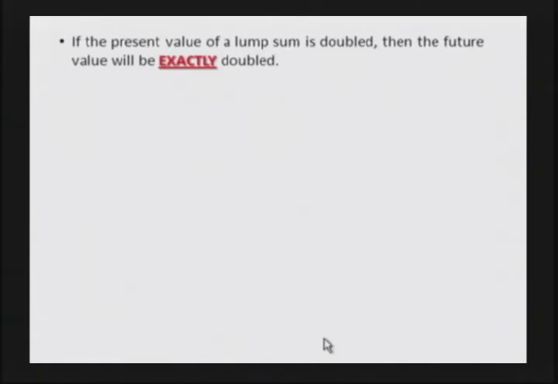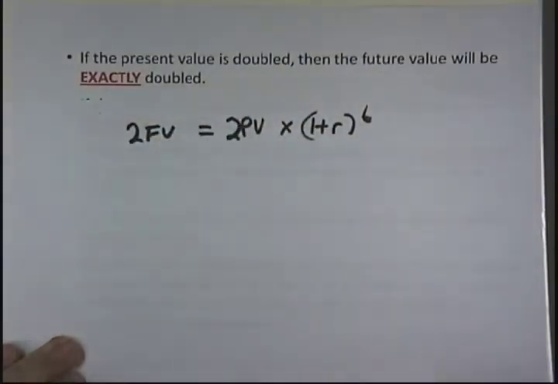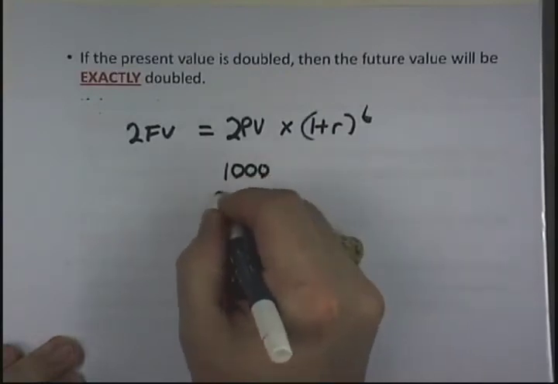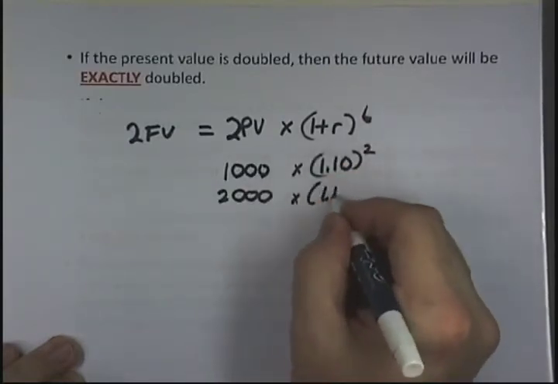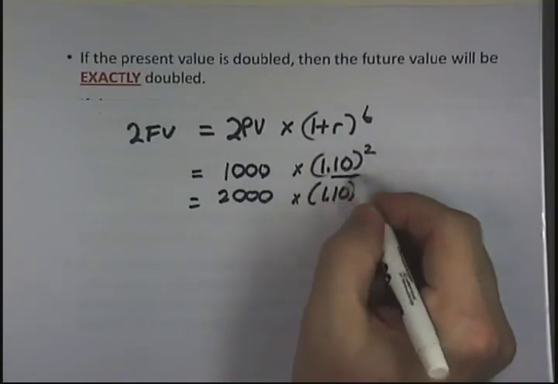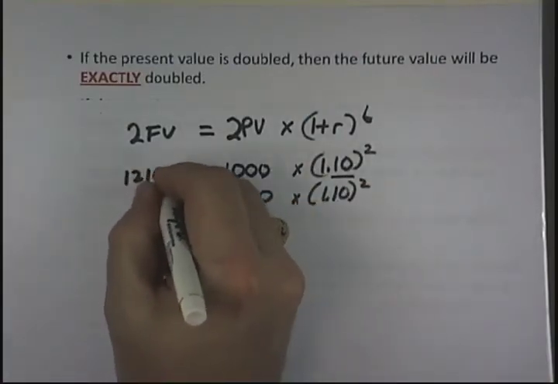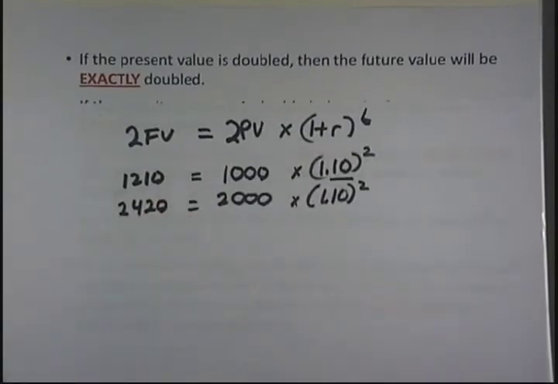If the present value of a lump sum is doubled, then the future value will be exactly doubled. So as we've said before, if we double this present value, then we will exactly double the future value. If we want to take an example of, say, $1,000 versus $2,000 invested at 10% for 2 periods, in this case, the $1,000 investment earning 10% interest for 2 periods will grow into $1,210. And the $2,000 investment will grow into $2,420, exactly double.